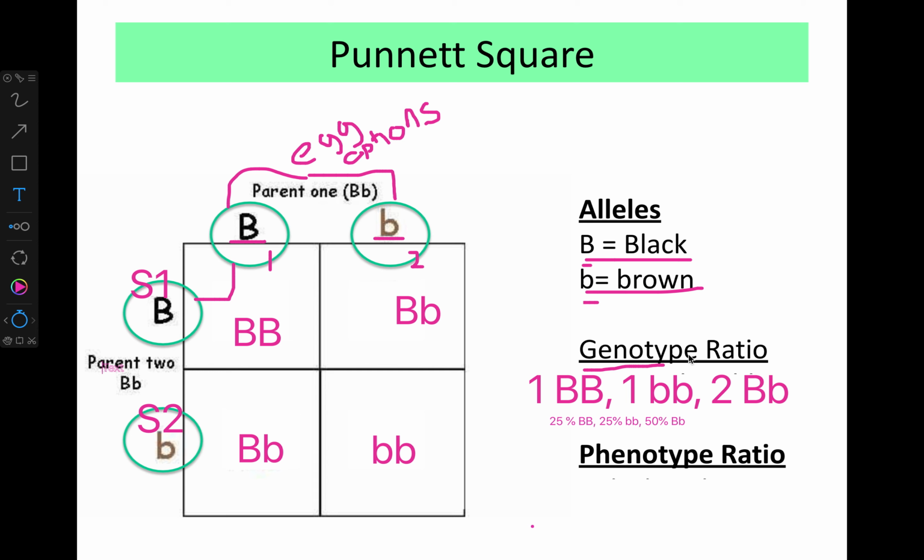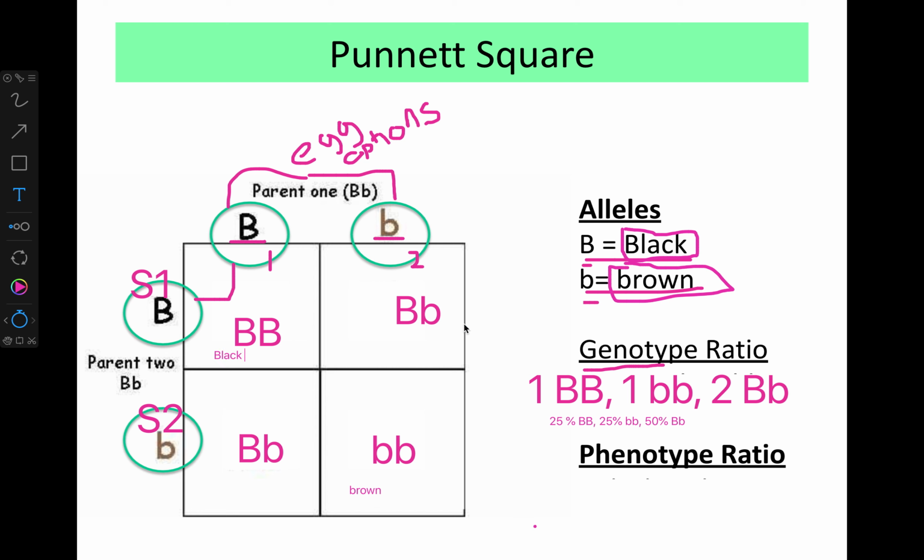So the genotype ratio may be the same as the phenotype ratio, or it may not. Remember that the phenotype is the actual trait, right? So whatever you're actually seeing is the phenotype. So for our phenotype ratio, let's maybe write in what phenotype each of these is. So little b is recessive, so it's going to be brown. And big B, both of those are dominant, so we know it's going to be black.